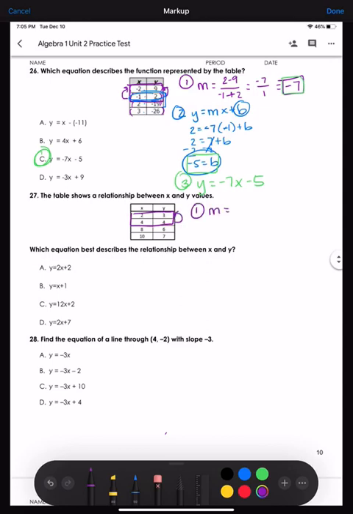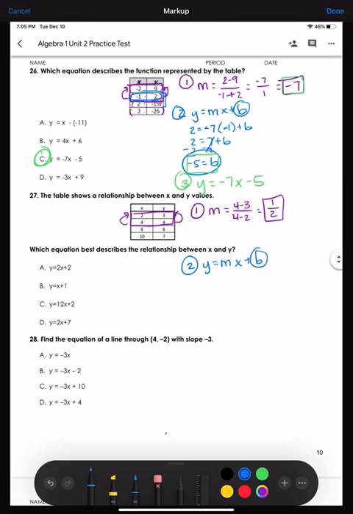y2 minus y1 is 4 minus 3. x2 minus x1 is 4 minus 2. I get 1/2 as my slope. Next, I'm going to find b. I'm going to plug in x, y, and m into this equation to solve for b.